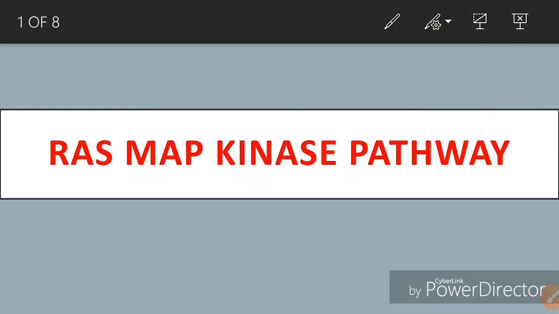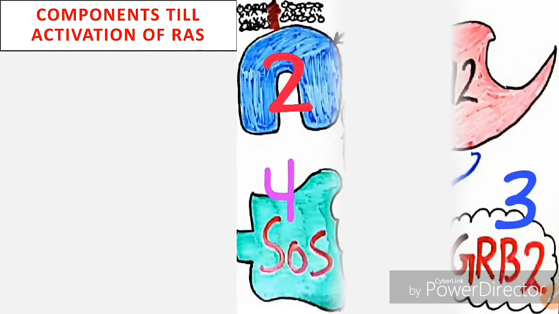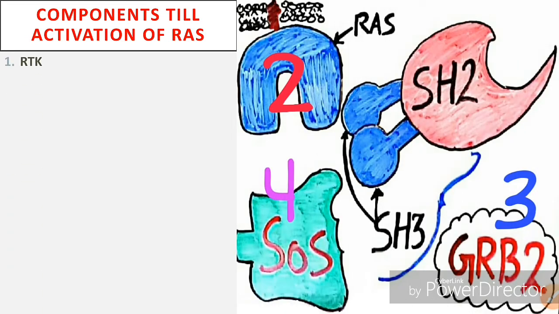In this video, we are going to talk about another signaling mechanism known as the RAS-MAP kinase pathway. Before we discuss the mechanism, let's know the different components which are involved till the activation of the RAS protein. So the first component we have here is the receptor tyrosine kinase itself. We already know about this, so there is no need to discuss this. If you do not know, you can check the link in the description box.